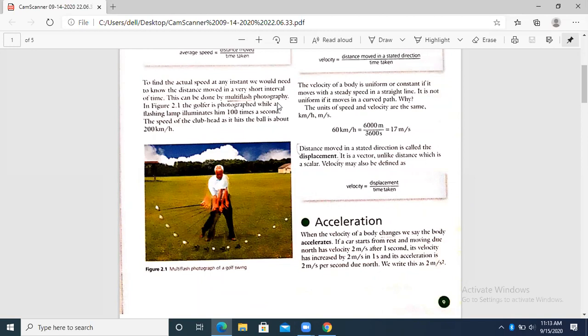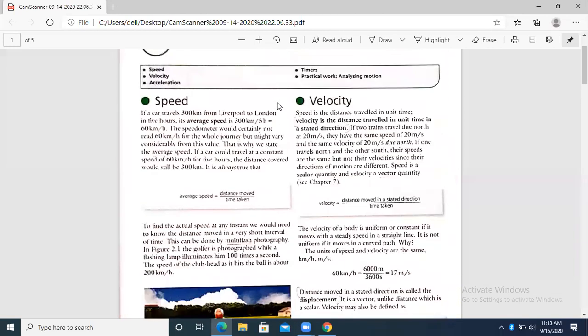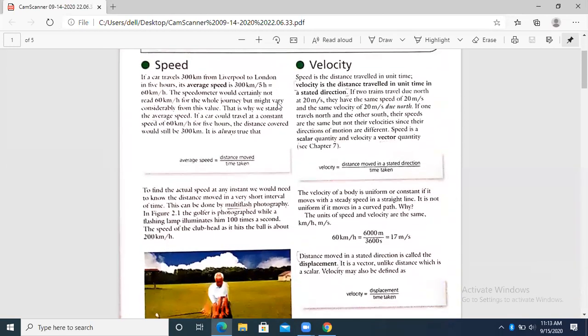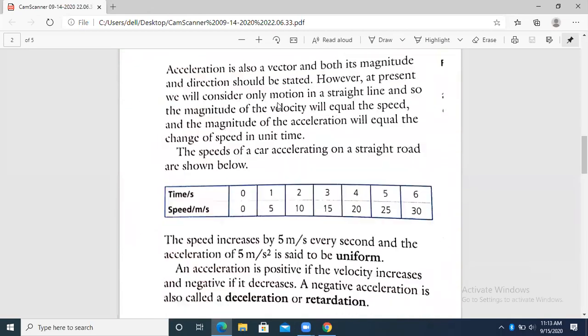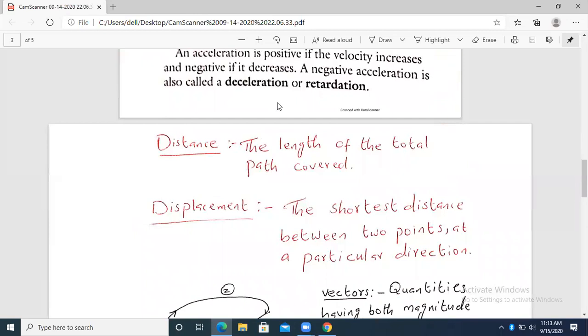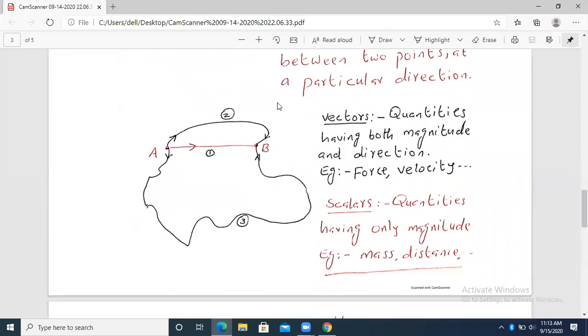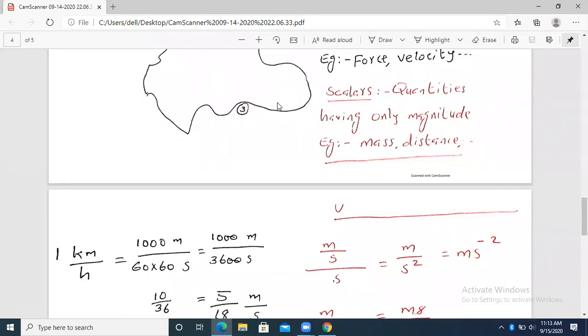So, what I said, the unit kilometer per hour, how can we convert it into meter per second? Okay, what is the problem, Ahmad Kadri? Sir, I have a question.